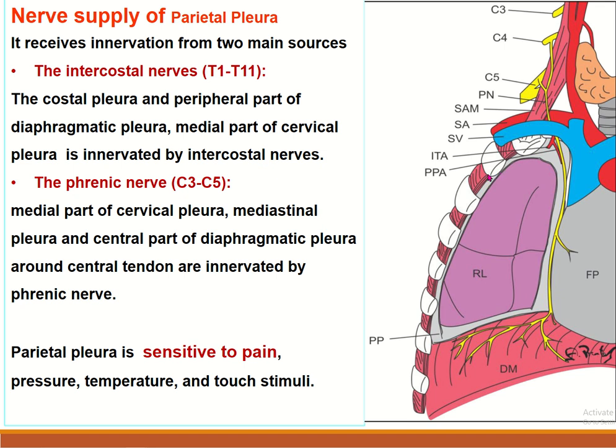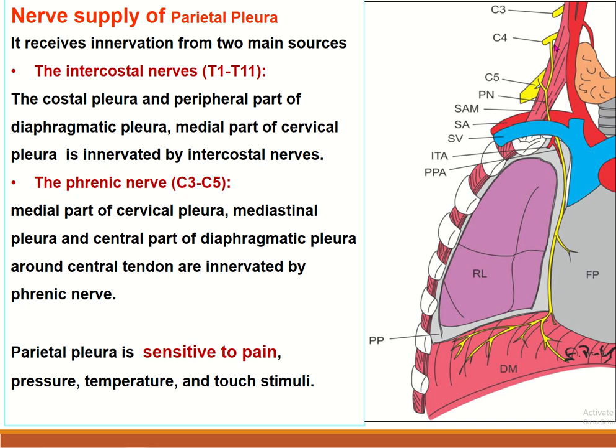They are mixed nerves. They supply the intercostal muscles and give sensory supply to the costal pleura, and also the peripheral part of the diaphragmatic pleura and the lateral surface of the cervical pleura.